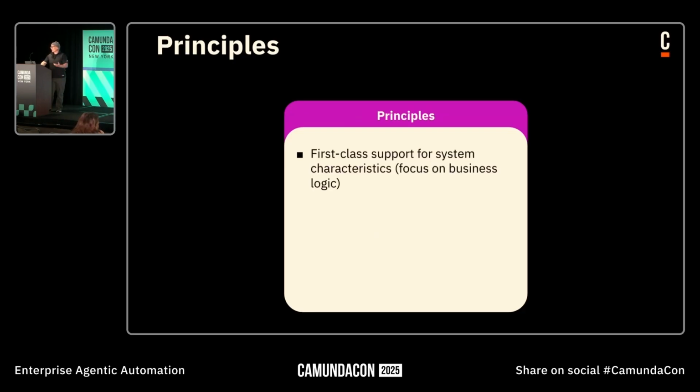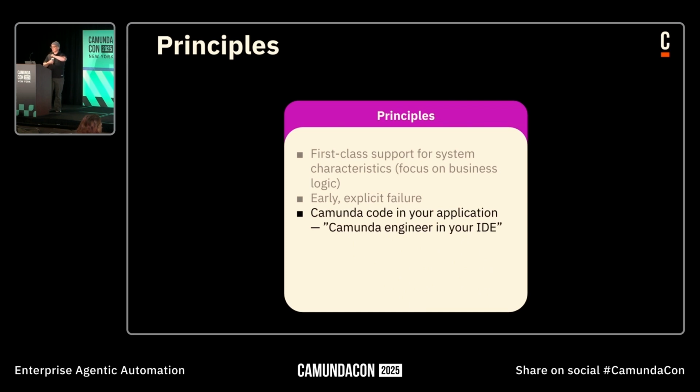So some of the principles in the design: first-class support for system characteristics. Some of the ones that Kevin mentioned: eventual consistency, distributed systems, so that you can focus on your business logic rather than learning about the quirks of the system. Early explicit failure is one of our principles that we follow. And it is, again, Camunda code in your application.